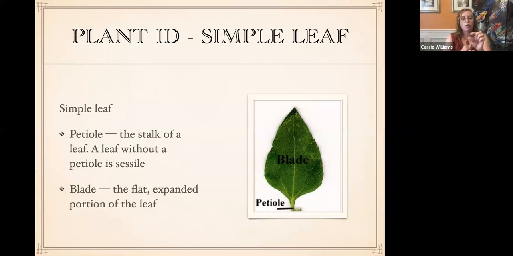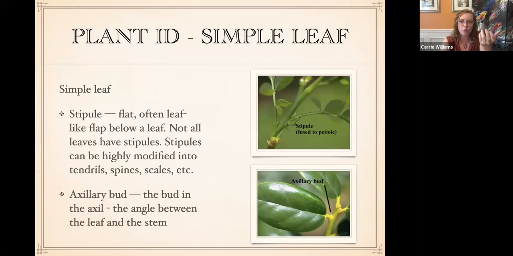The little stalk, sometimes people will call it a stem, that connects the blade to the stem, that's called the petiole. That's the stalk of the leaf. There are sometimes leaves that do not have a petiole, Mahonia, so that's called sessile. Like I said, the blade is the flat expanded portion of the leaf. Sometimes the petioles are very long. Maples actually have a fairly long petiole in comparison to the blade.